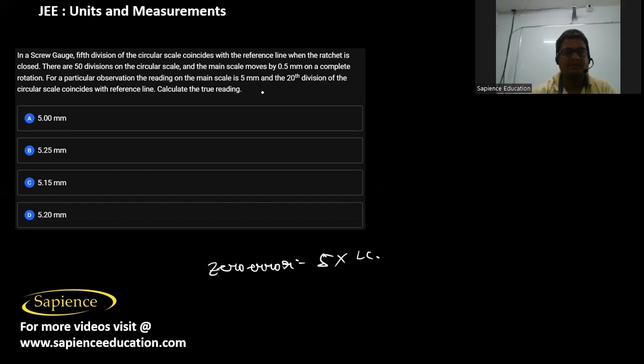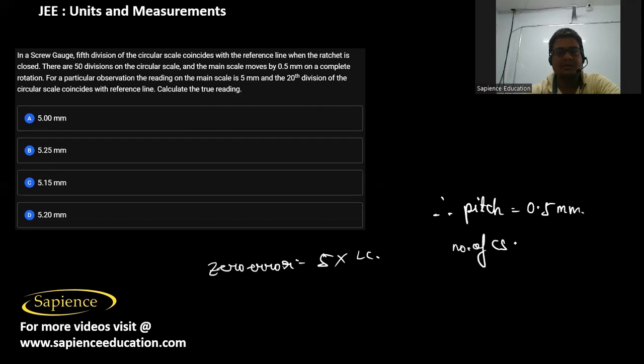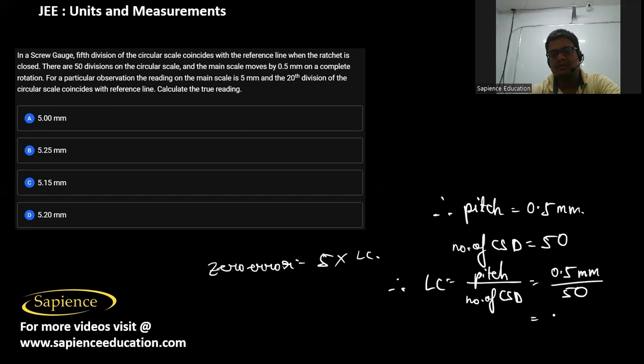Now 50 divisions are there on the circular scale, and the main scale moves by 0.5 millimeter on a complete rotation. So therefore, the pitch of the screw gauge is 0.5 millimeter, and the number of circular scale divisions is equal to 50. So now the least count will be equal to pitch divided by number of circular scale divisions. So pitch is 0.5 millimeter divided by 50. So this will be equal to 0.01 millimeter.